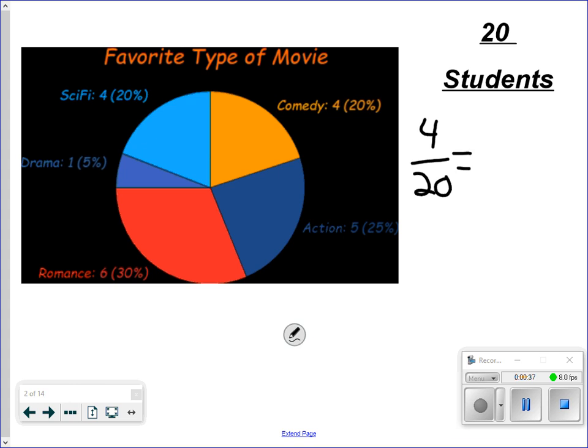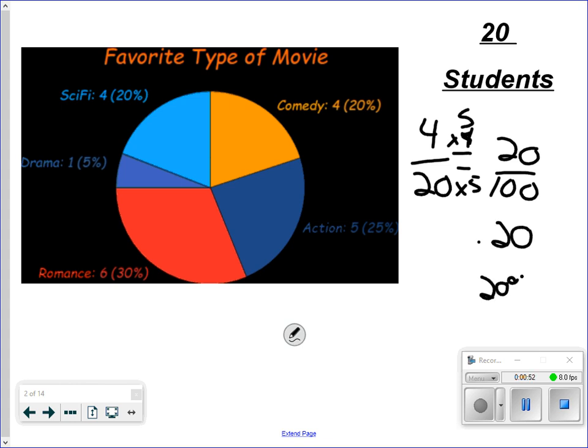Well, if you're changing this into a percent, we got to put 20 into 100. Multiply this by 5. Whatever you do on the bottom, you do on the top. Oh, that should be a 5. Apologize. 4 times 5 would be 20. This is 0.2, 20%. So that's how they made these. They didn't make up these percents here. That's how it actually works out in this situation here.